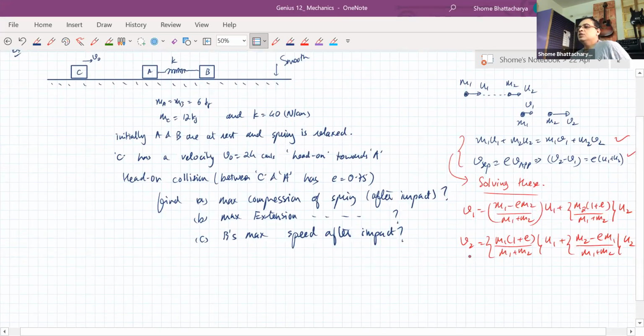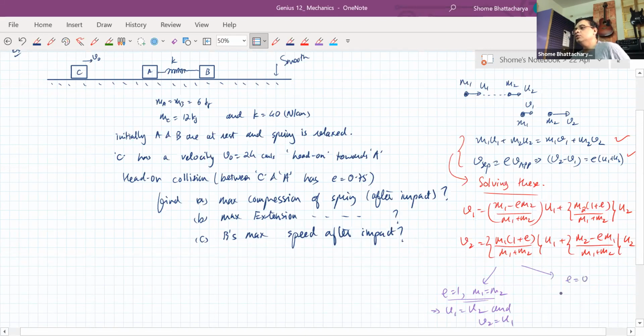For example, in this question, you can see there are many special cases. If you have e equal to 1 and m1 equal to m2, then you have a very interesting case: they exchange velocities. v1 becomes u2 and v2 becomes equal to u1. So there is an exchange of velocities.